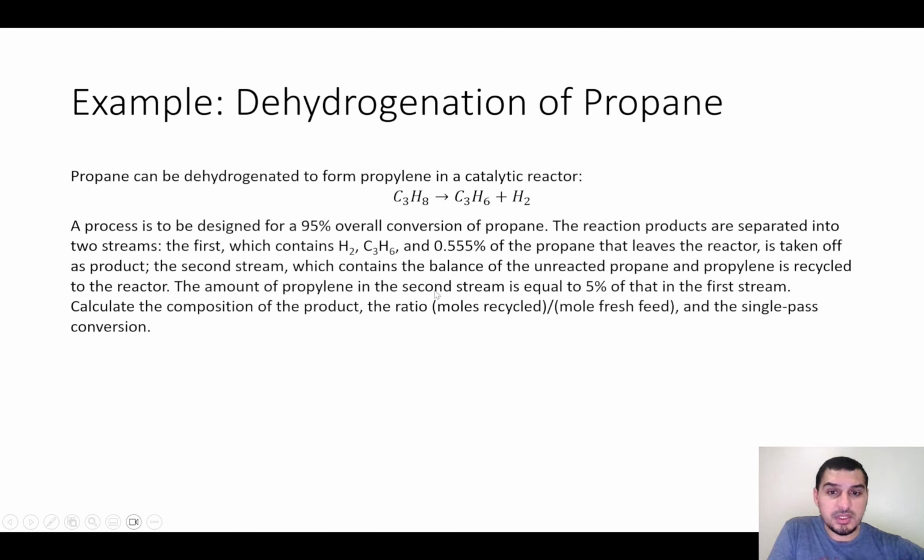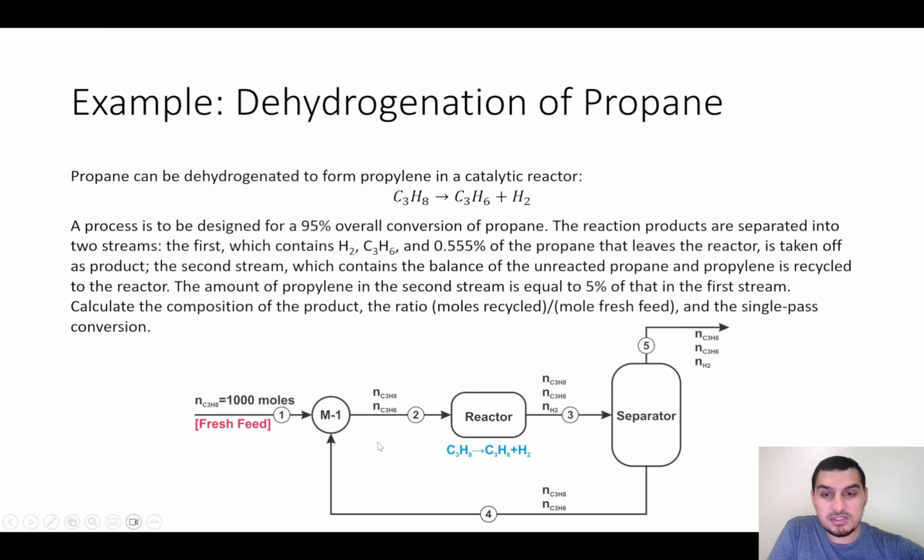The amount of propylene in the second stream is equal to 5% of that in the first stream, and we want to calculate the composition of the product, the ratio of moles recycled to moles fresh feed, and the single pass conversion, which is also a very important thing. So if you try to draw this flow sheet, this is what you would get. I'll read the process description again after drawing the flow sheet.